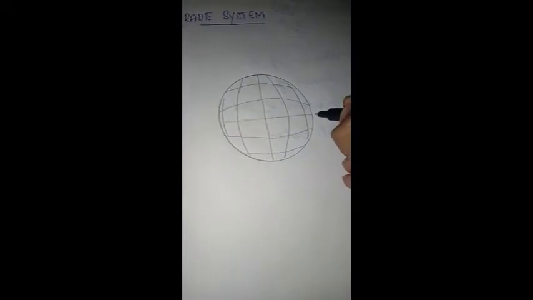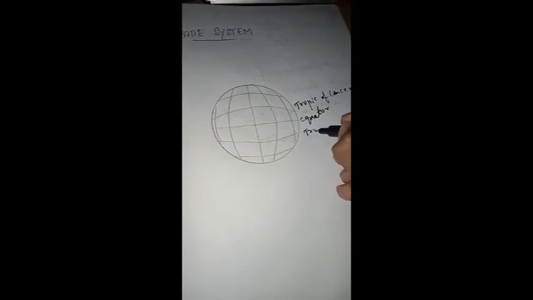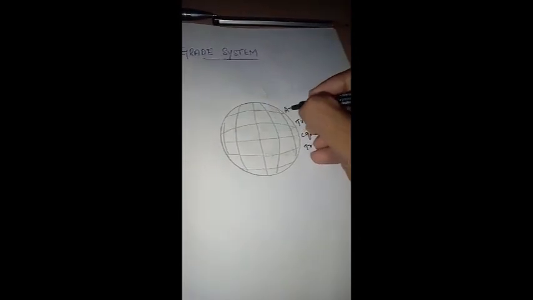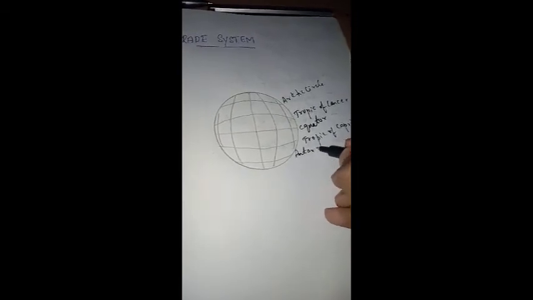The middle part is called the equator, and this is the Tropic of Cancer. This is called the Tropic of Capricorn. As I already explained all this, this is called the Arctic Circle. This is called the Antarctic Circle.